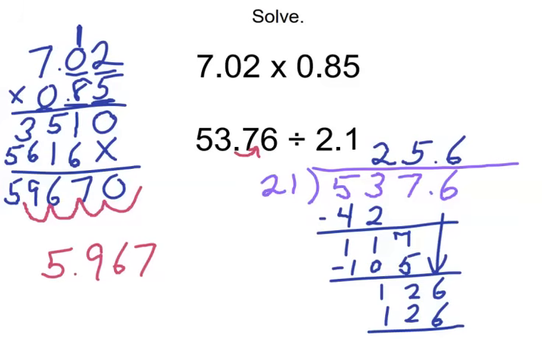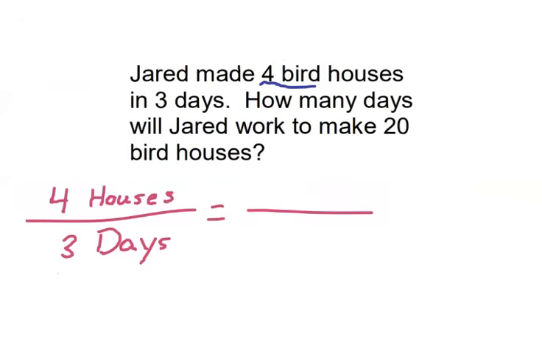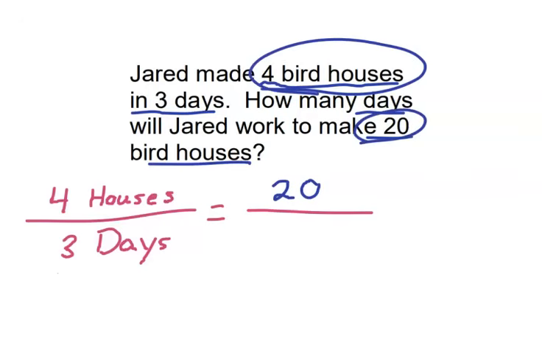The answer is 25.6. Jared made 4 birdhouses in 3 days. How many days will Jared work to make 20 birdhouses? Okay, so let's put 20 over here. Is there a way to get directly from 4 to 20? Because we're going to go from 4 birdhouses to 20 birdhouses. Yeah, there is a number that you can multiply times 4 to get 20, because it's 4 times 5, right? So we're just basically going to scale this up by 5 times, because 4 times 5 is 20.